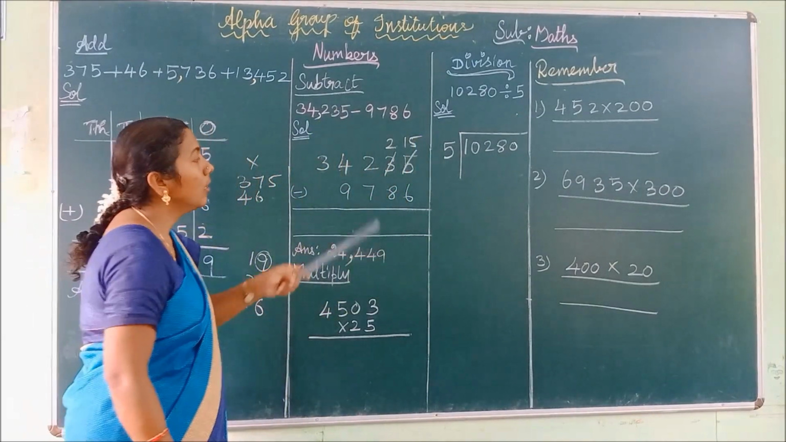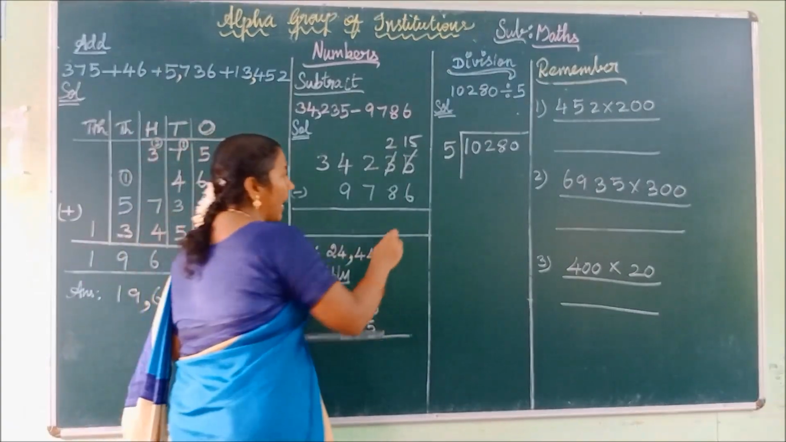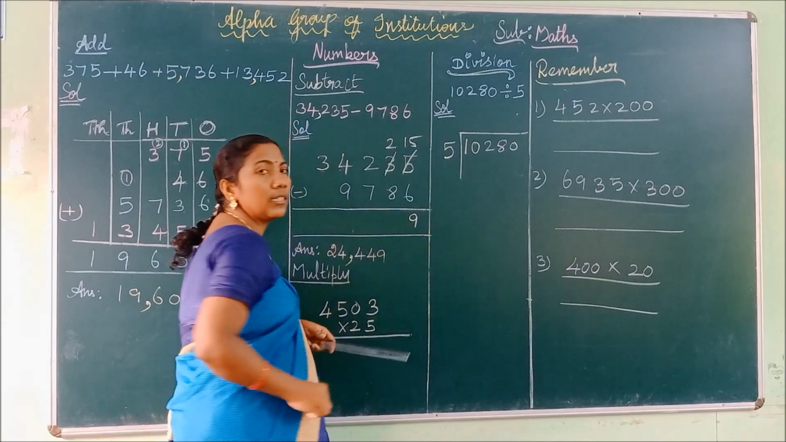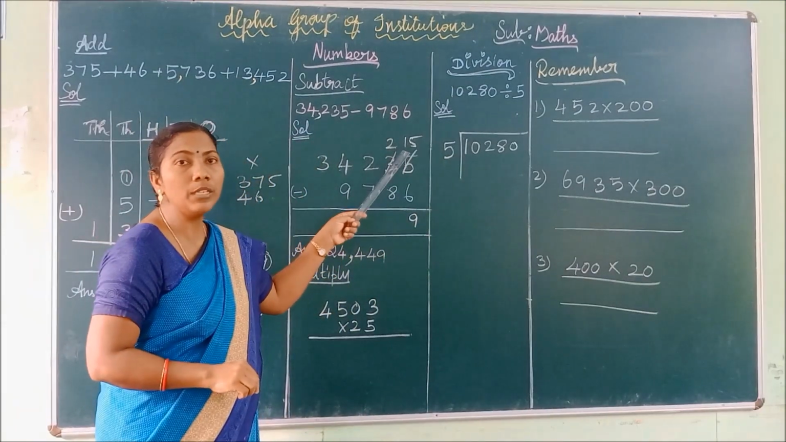Do you understand? Now we are going to subtract the 6 from 15. What is your answer? 9. So 15 minus 6, 9. Next, subtract the number 8 from 2, but the number 2 is a smaller number.